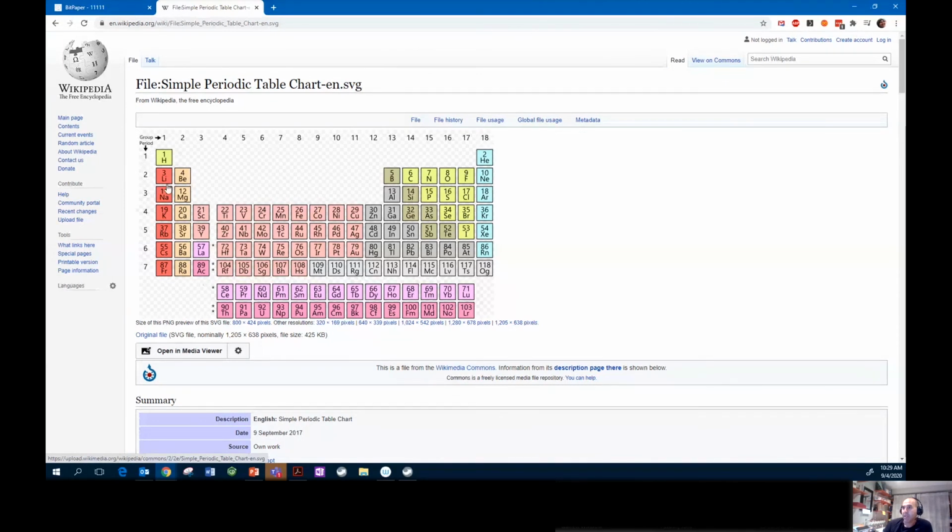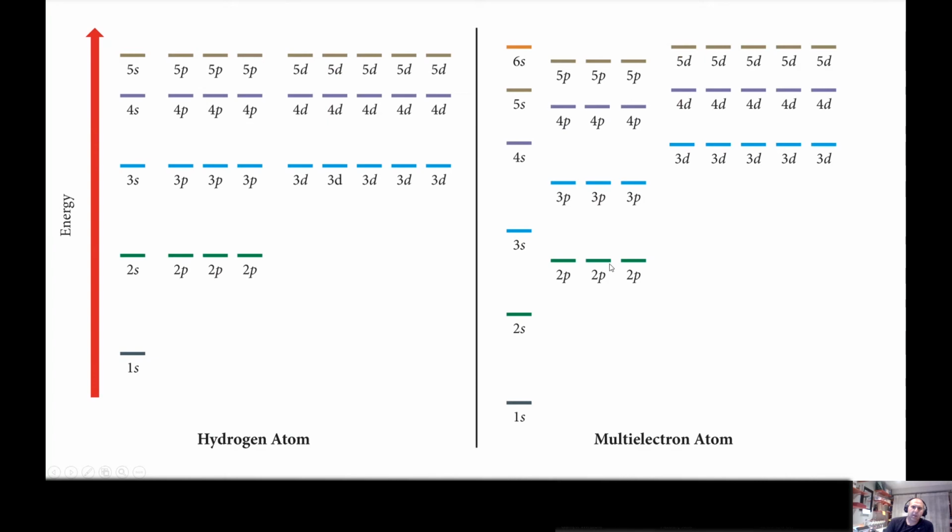But for example, atoms in group 1 and group 2 all have their valence electrons, their outermost electrons, in s orbitals. Atoms from group 13 on to group 18, they all have their valence electrons in p orbitals. These guys here in the transition metals, they all have their valence electrons in d, and these guys all have their valence electrons in f.